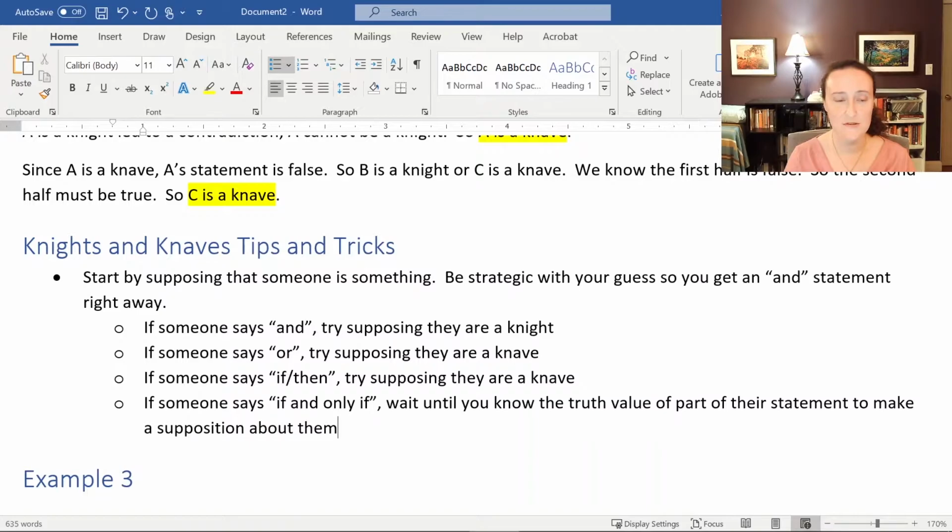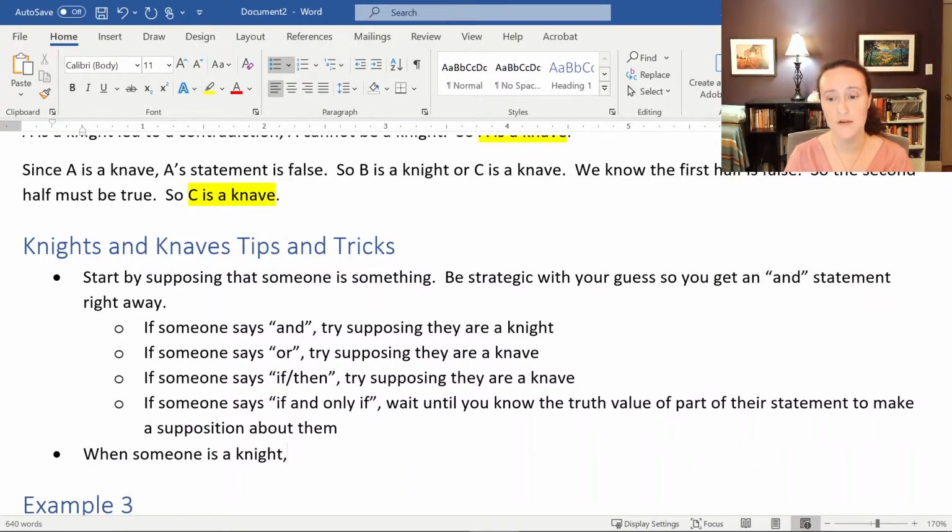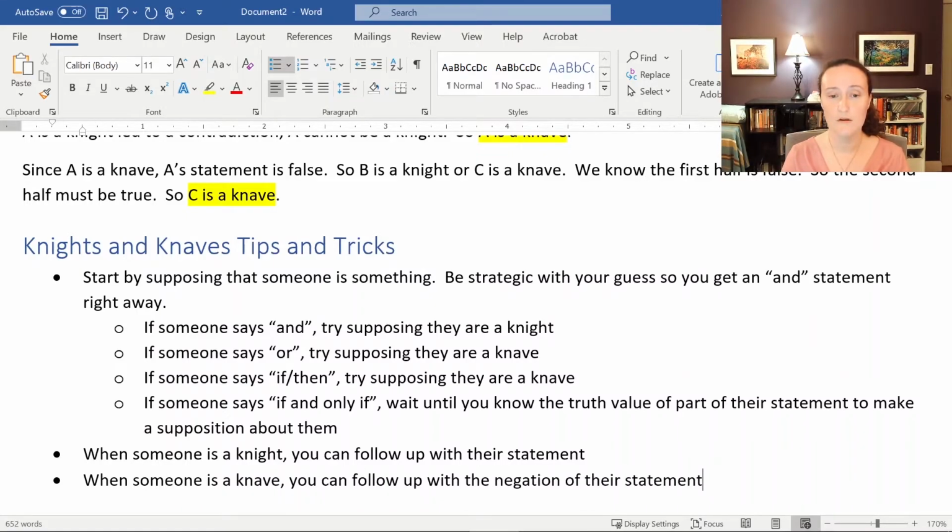Now, just to remind you, when you suppose someone is a knight, you can use their statement and follow up on it. On the other hand, when you suppose that someone is a knave, or when you find that someone is a knave, you can use the negation of their statement and follow up with that. So it's really important, because you're going to be making a lot of negations, that you form your negations correctly. This is a really common mistake in these problems, is to do them incorrectly.